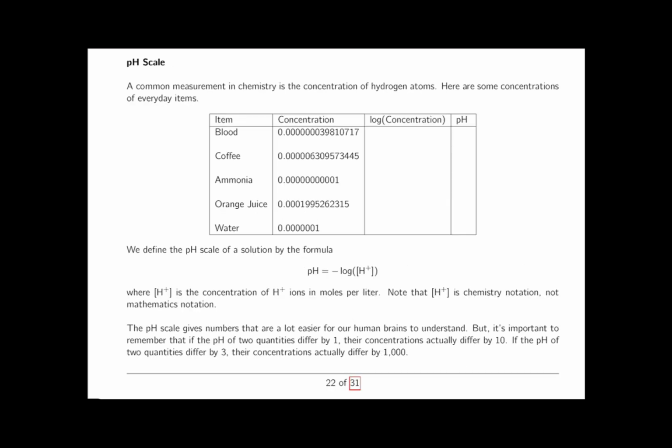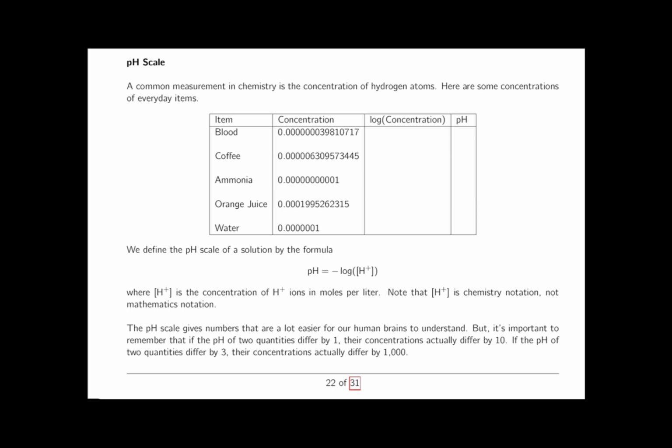The first that we'll discuss is pH. pH is a really common measurement in chemistry, and it measures the concentration of hydrogen ions. Here we see some concentrations for some common everyday items, and the first thing that I notice here is that these concentrations are really, really small numbers. They're decimals less than 1 because, well, a concentration is a proportion, and so it should be less than 1.